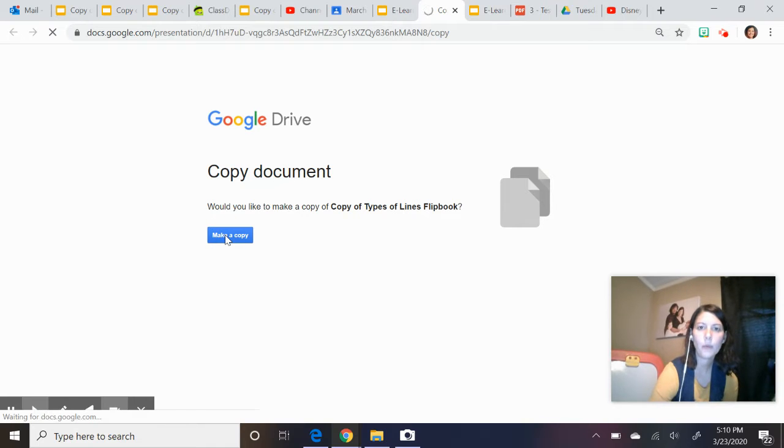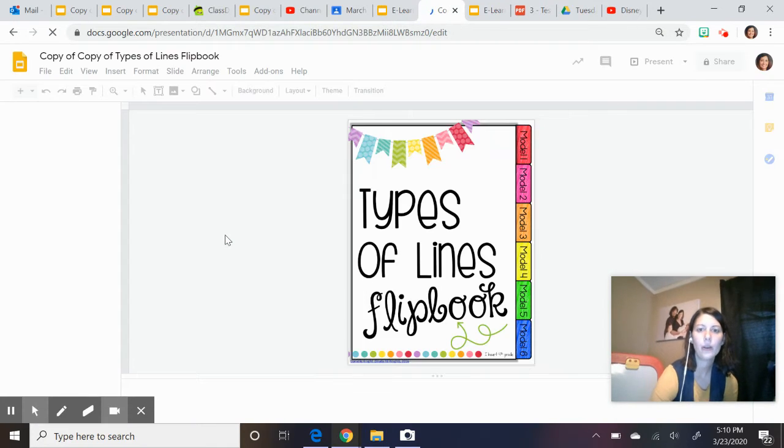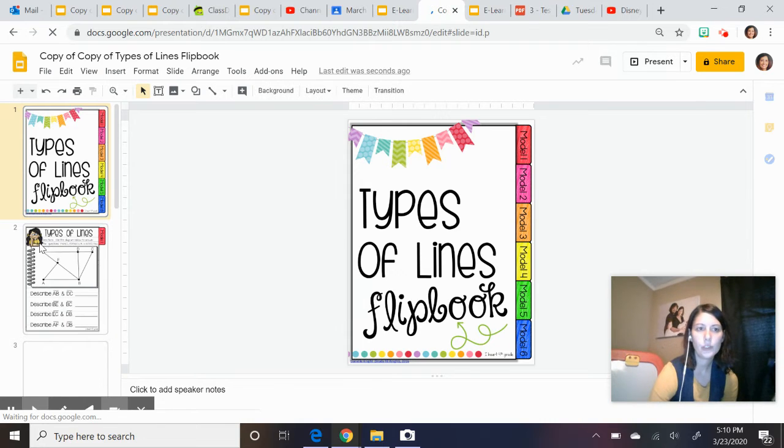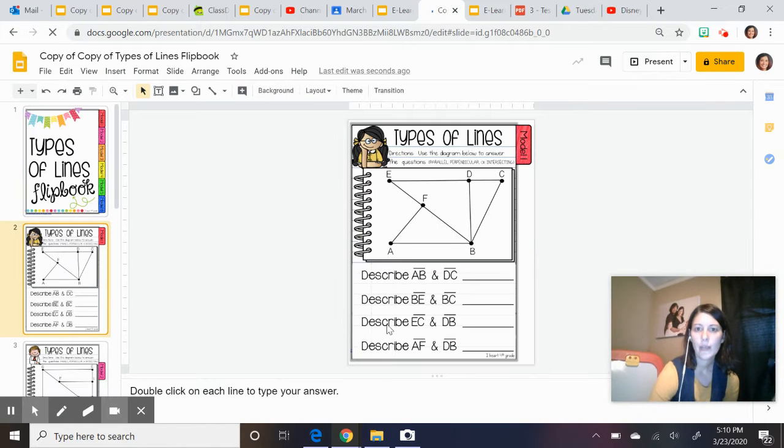You clicked on make a copy and give it a second to load. There we go. All right. And then it gave you different types of models. And then you could describe line AB and line DC. So this would be line segment AB and line segment DC. So this would be here and here.